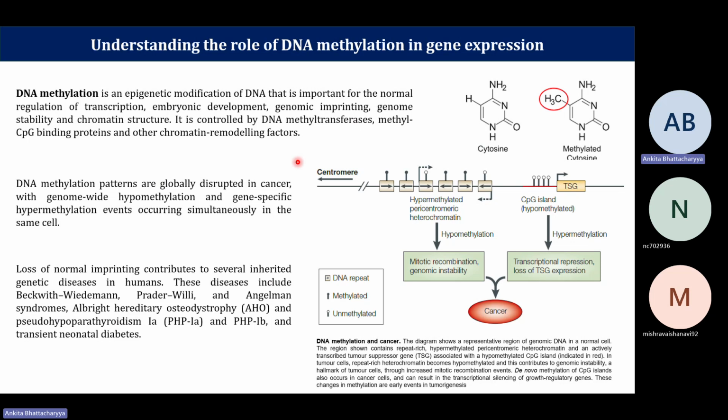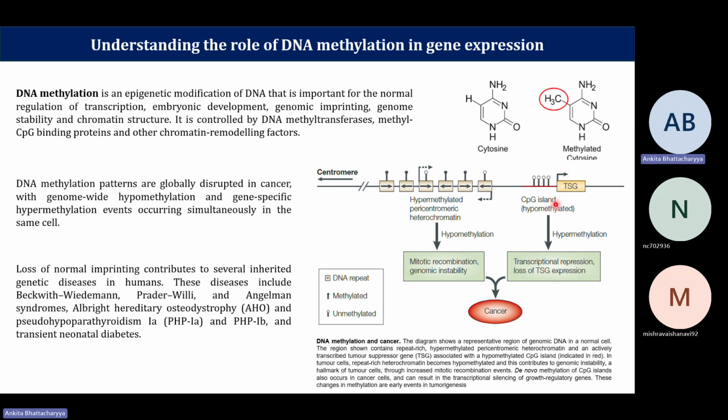I was talking about the different diseases that are associated with improper or loss of normal imprinting, including Prader-Willi syndrome, some neonatal diabetes, Angelman syndrome, etc. And then we talked a little bit about DNA methylation and cancer and the different ways in which these modifications can affect it. Two possibilities, like I've already mentioned: there can be hypomethylation of CpG islands, which will lead to transcriptional repression and loss of tumor suppressor expression.